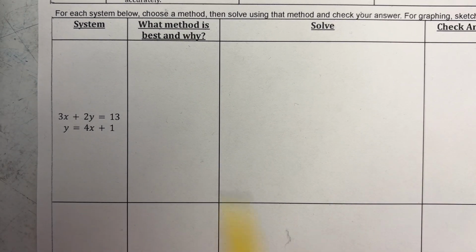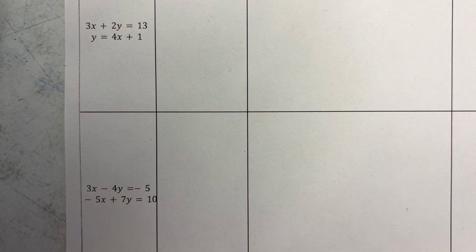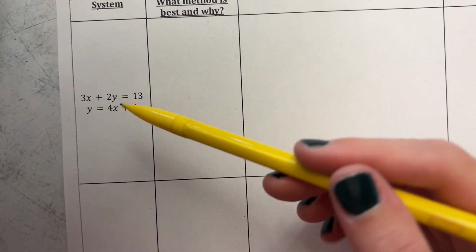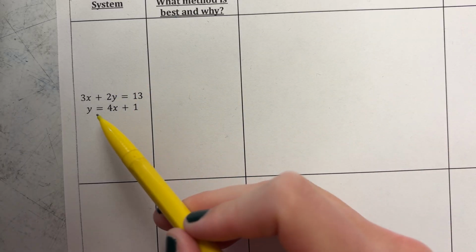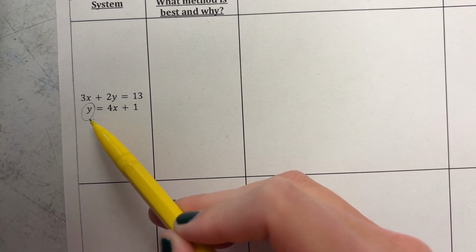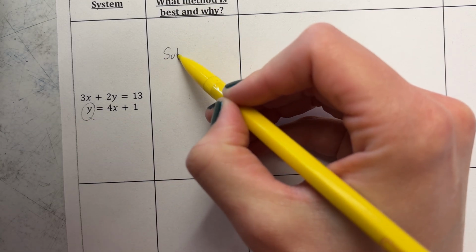All right, so let's take a look at just 2 quick examples. Here's a system. I need to decide which method is best and why. And I've not given you a graph, so you're just choosing between the 2 algebraic methods for now. So let's take a look at this system. The first thing that I notice is this y by itself. Whenever I have a variable that's already isolated, that's already by itself, I like to choose substitution.